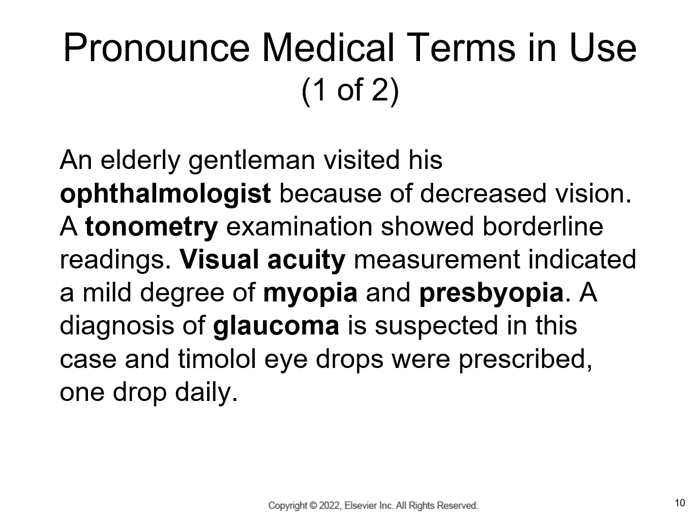An elderly gentleman visited his ophthalmologist because of decreased vision. A tonometry examination showed borderline readings. Visual acuity measurement indicated a mild degree of myopia and presbyopia. A diagnosis of glaucoma is suspected in this case, and timolol eye drops were prescribed 1 drop daily.